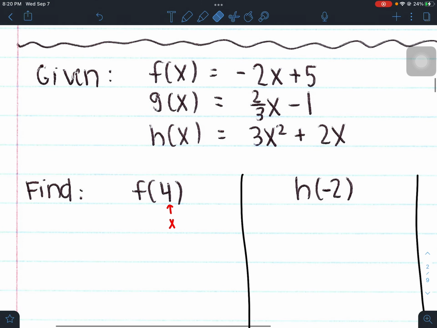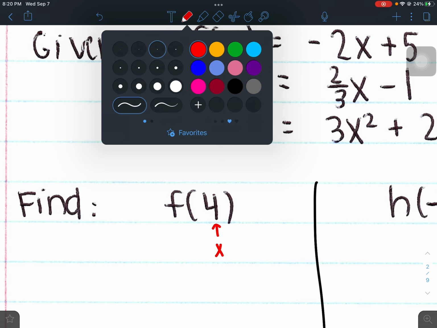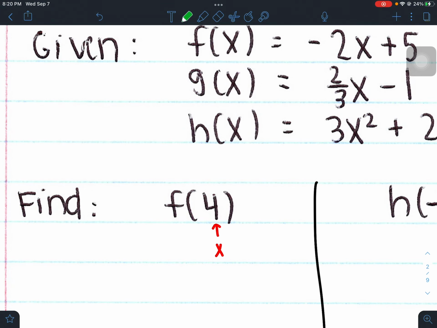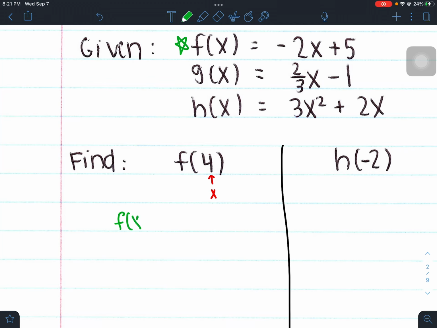All right, now I've got to figure out which function I'm going to use up here. I'm given three options: the f function, the g function, and the h function. Out of these three functions, only one is the one to pick. Because they want me to find f of 4, I'm going to be using the f of x function. So I'm going to write that down here: f of x equals -2x plus 5. I don't want to use g of x, and I don't want to use the h of x function. Those are not the functions I'm asked to evaluate from.